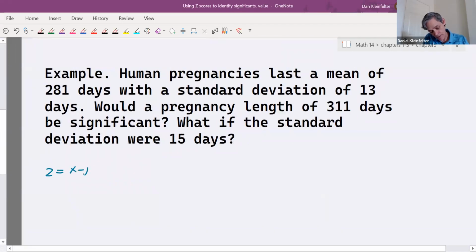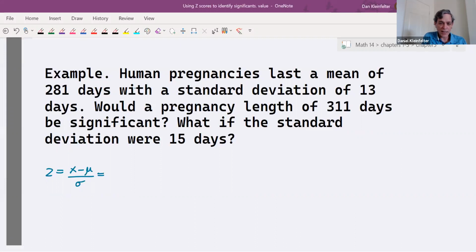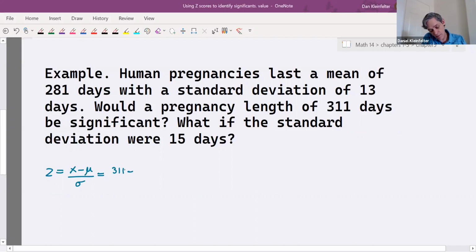So again, that's x minus mu over sigma. Here I'm using the population values because the way it's said, it sounds like all pregnancies. It doesn't say we collected a sample of 100 pregnancies from the hospital or something. This is human pregnancies, so that sounds like in general. So this x value is 311 days. The mean is 281 days. And at first, our standard deviation is 13 days.